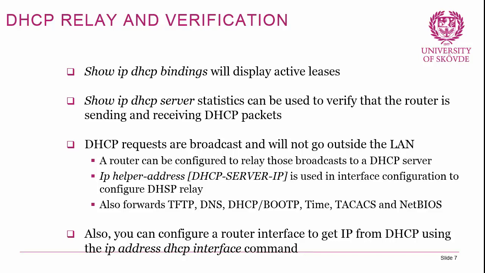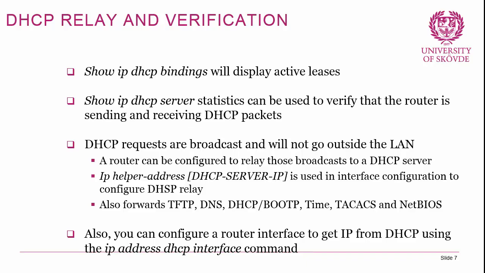And the command to do that is configuring ip helper-address and the DHCP server IP on the interface. Then you configure the router for DHCP relaying. That means that DHCP requests and also TFTP, DNS, BOOTP, time information, TACACS, and NetBIOS will be forwarded to that server. You can also configure a router interface to get its IP from DHCP, and then you use the ip address dhcp command instead of ip address and the IP address you want. I'm not sure why you want to have a router configured with DHCP, but you can if you want to.